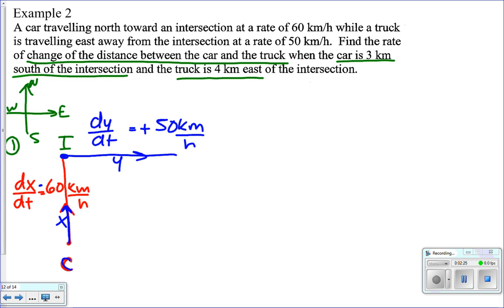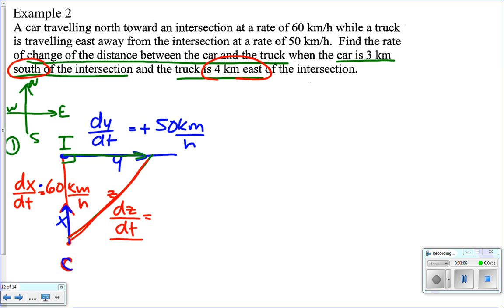So if I draw a little snapshot here, as this is increasing and this is decreasing, I'm going to have a triangle that looks something like this. So it's going to be a right angle triangle, and we want to find at what rate this length right here is changing with respect to time. And if I give it a variable, I'll call it z. So dz/dt, that's what we're trying to find, okay? Now, we're trying to find this value, however, at two very important points: when the car is 3 kilometers south of the intersection and when the truck is 4 kilometers east. So just keep that in mind.